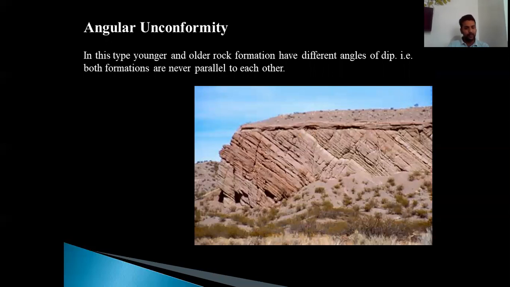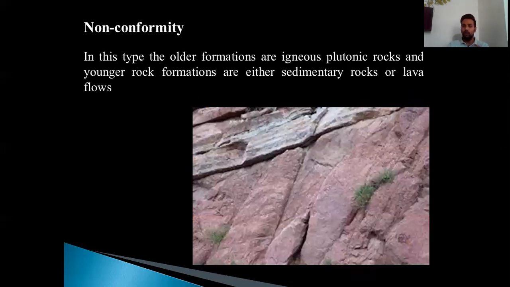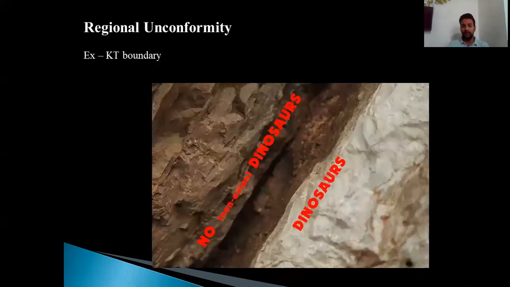We have seen angular unconformity, where the top set and the bottom set have different dip angles. In disconformity, the top and bottom sets have similar angles of dip. In non-conformity, the lower set of the layer is made up of igneous plutonic rock, whereas the unconformity which can be traced throughout the world is referred to as regional unconformity. On the contrary, the unconformity which is reserved for local areas is referred to as local unconformity. Unconformities have great significance in geochronological studies and in historical geology. Most stratigraphical studies are always done in reference to unconformities.